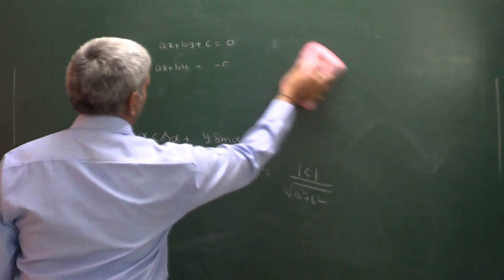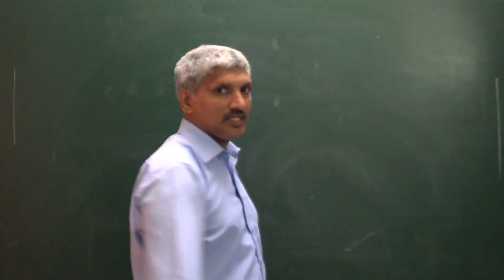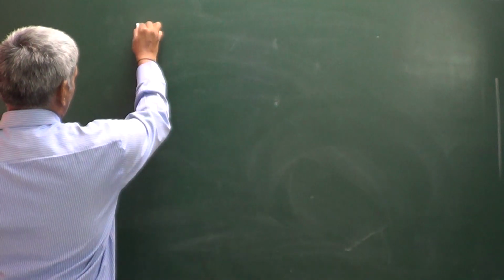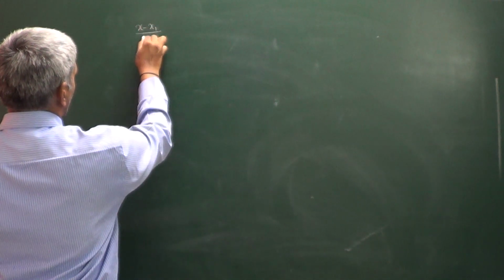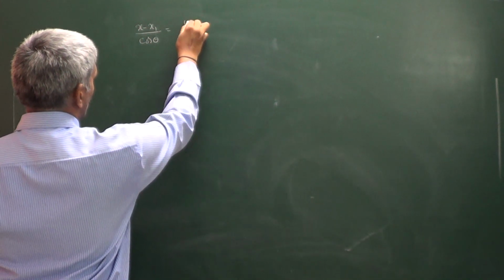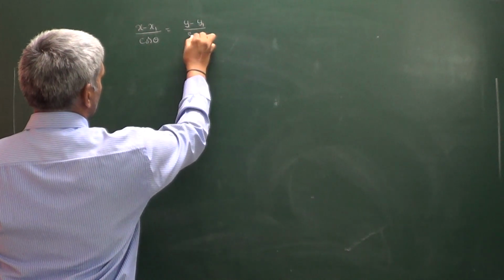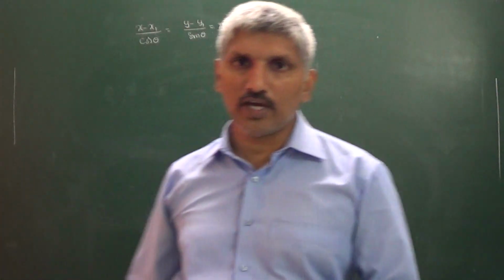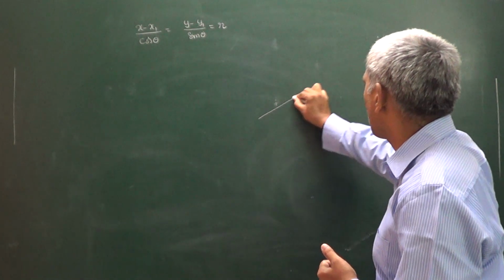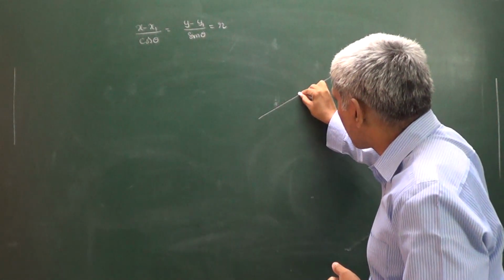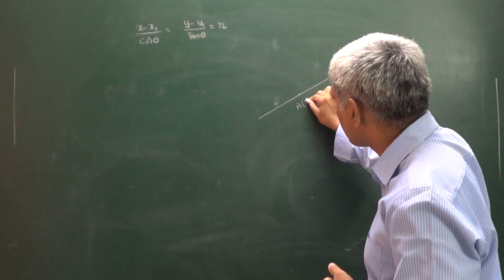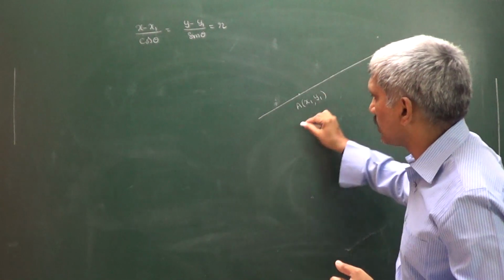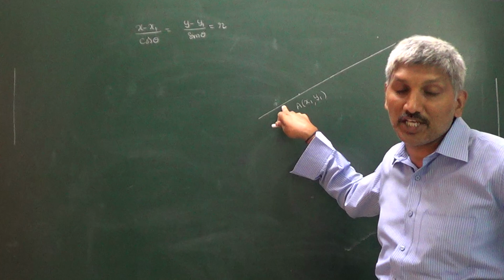So another important idea we are going to discuss is the symmetric form of a line equation. What is the symmetric form of a line equation? x minus x1 divided by cos theta is equal to y minus y1 divided by sin theta is equal to r. That is called the symmetric form of a line equation. Observe here, the information is given as, here there is a point A (x1, y1) whose inclination is theta. That means this line inclination is theta.